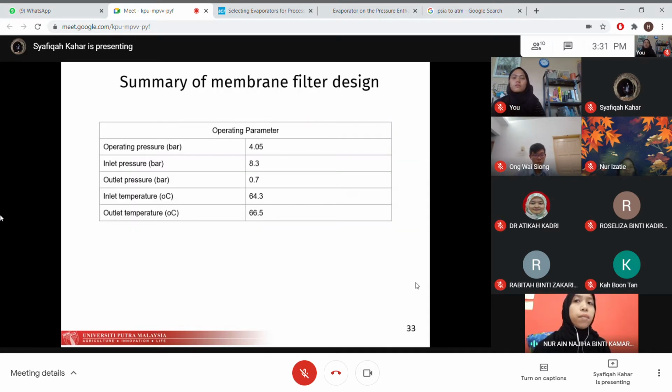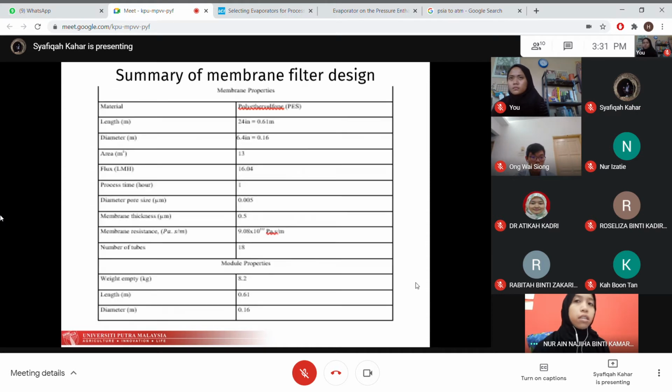This is the summary of membrane filter design, where the parameters are from SuperPro software. The operating pressure is 4 bar, the inlet pressure is 8.3 bar, and the outlet is 0.7 bar. The inlet temperature is 64.3 and the outlet temperature is 66.5 degrees Celsius, which does not change too much.